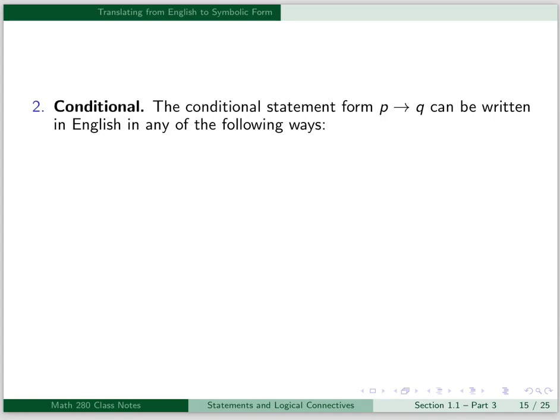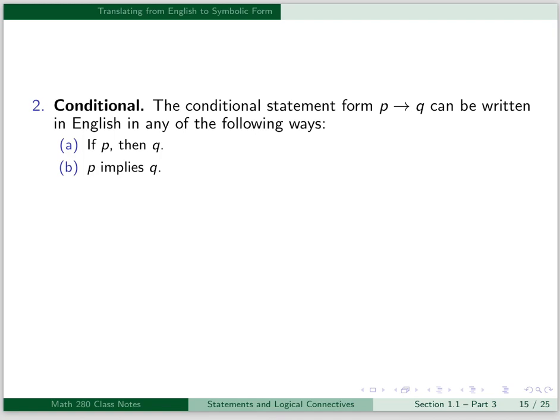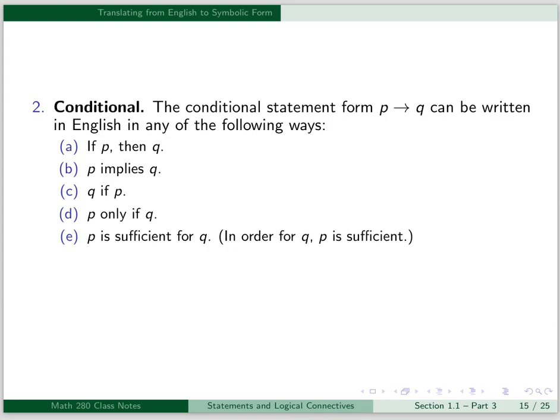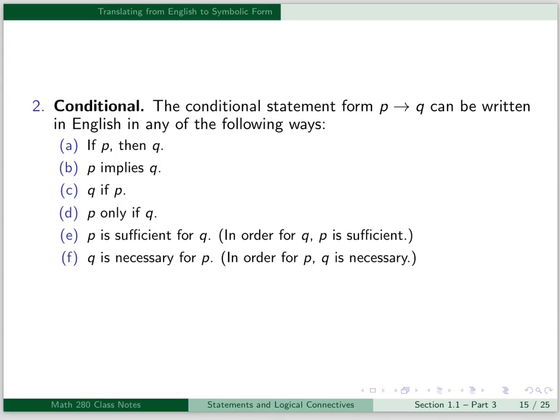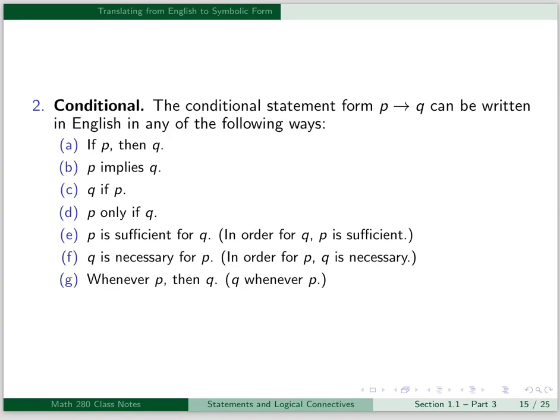The conditional statement form P implies Q can be written in English in any of the following ways. If P then Q, P implies Q, Q if P, P only if Q, P is sufficient for Q, or in order for Q, P is sufficient, Q is necessary for P, or in order for P, Q is necessary. And finally, whenever P, then Q, or Q whenever P.